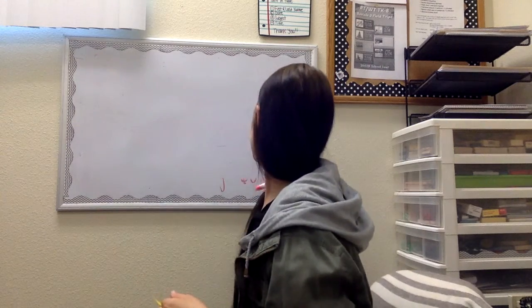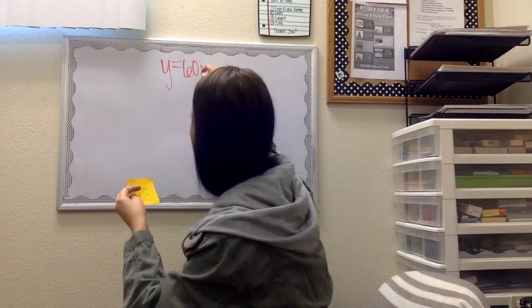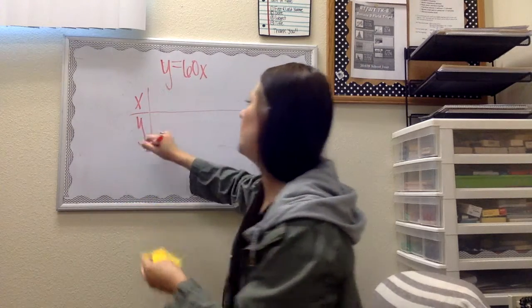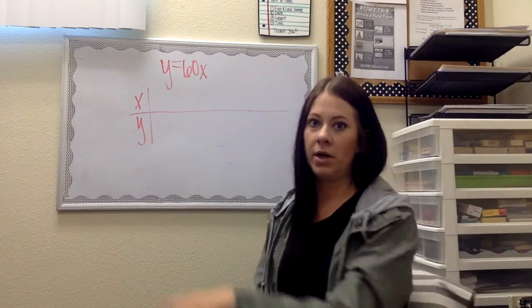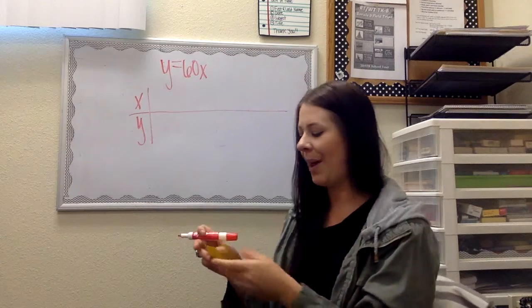So what we want to do, once we've figured all that out, which I know is a lot, we want to take our equation, so y equals 60x, and we want to make a table. When we make a table, we always put x at the top, y at the bottom, or x on the left and y on the right. Just think alphabetical order, okay?